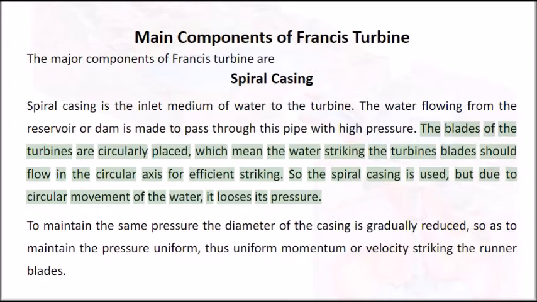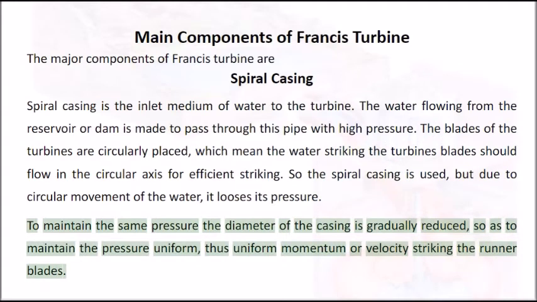So the spiral casing is used, but due to the circular movement of the water, it loses its pressure. To maintain the same pressure, the diameter of the casing is gradually reduced, so as to maintain the pressure uniform, and thus uniform momentum or velocity striking the runner blades.